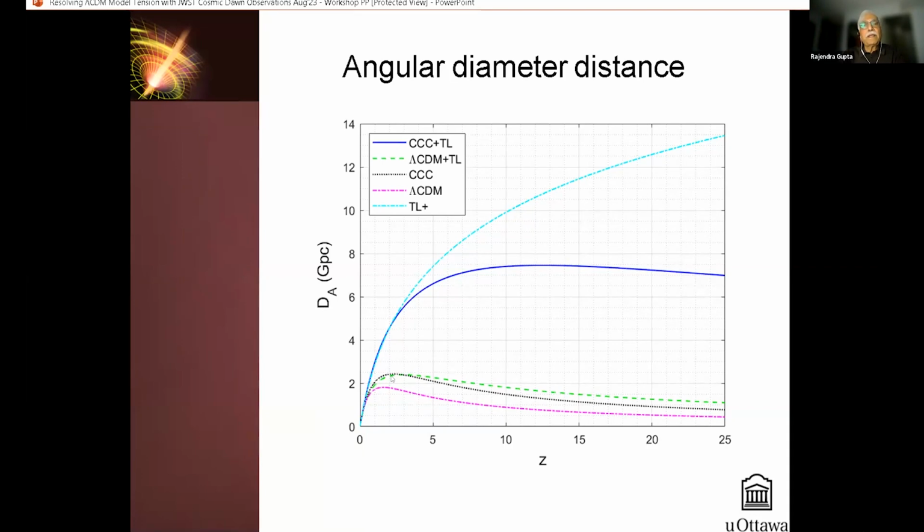See where it is peaking. This is peaking at a very low value, about 1.6 or something, in the case of lambda CDM. Here the peaking is happening at a much higher Z, about 12 or 13.